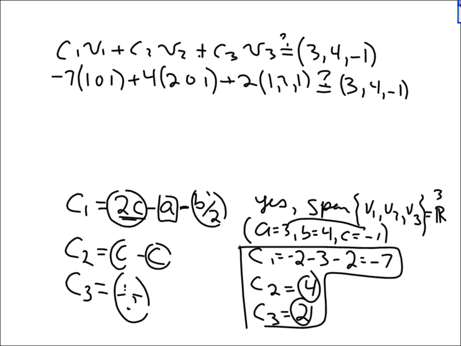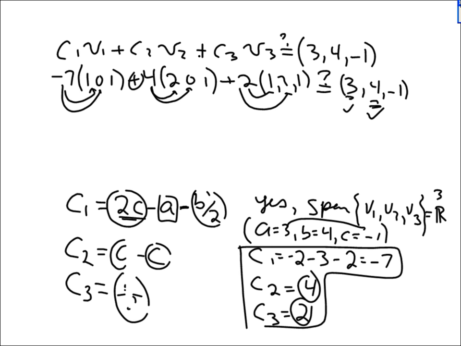Well, let's look at the first component. Let's see if we get 3. We have -7 plus 8, that's 1, plus 2 more is 3. So here I got this 3. Is the second component going to be 4? Well, -7 times 0 is 0. And 4 times 0 is 0. You add up the 2 zeros, you get 0. But now you add 4. And 0 plus 4 is 4.